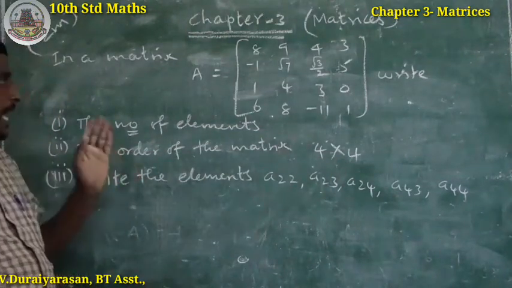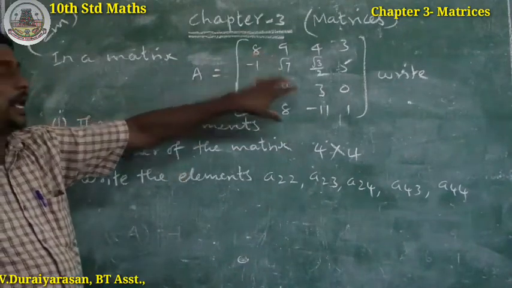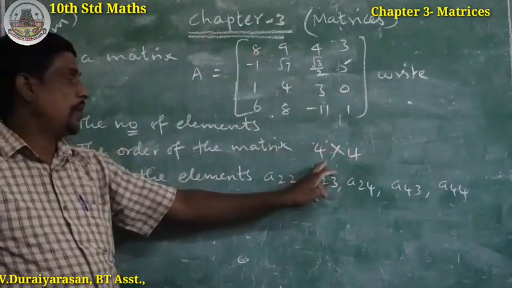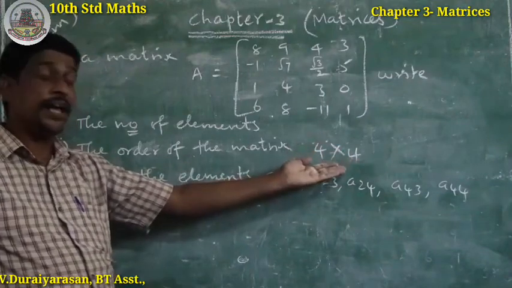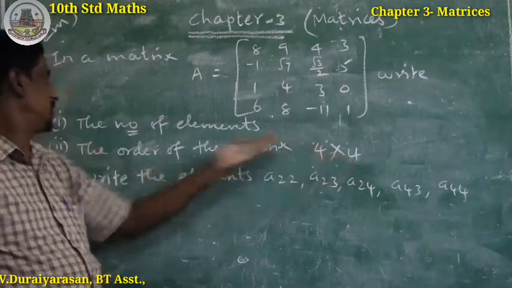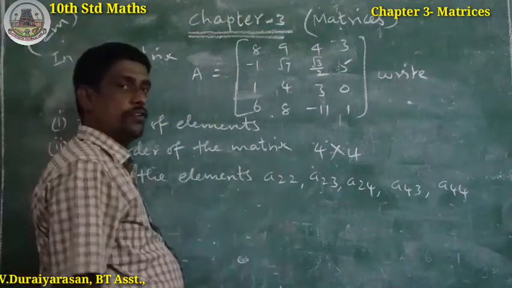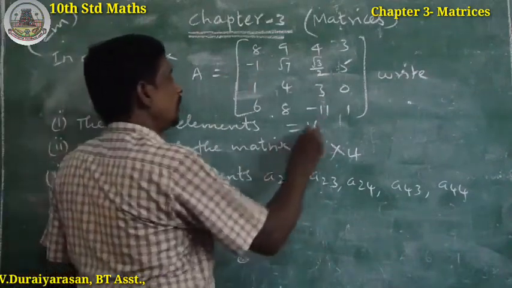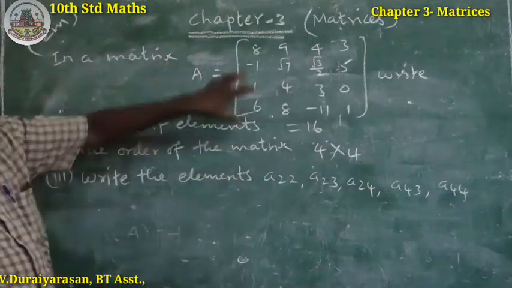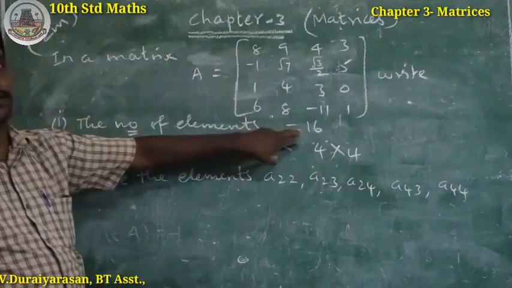So, how many elements in the given matrix? Multiply these two. Only multiply by the order is the number of elements in the given matrix. 4 by 4 equal to what? 16. So, total number of elements in the given matrix is 16 elements.